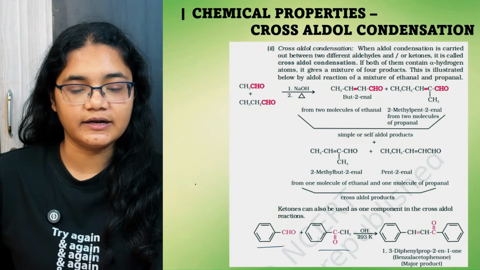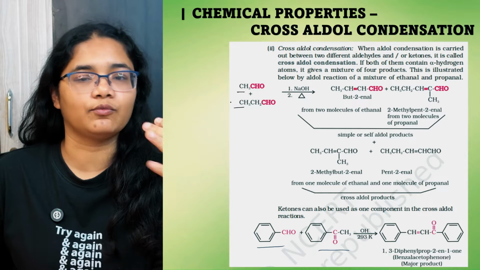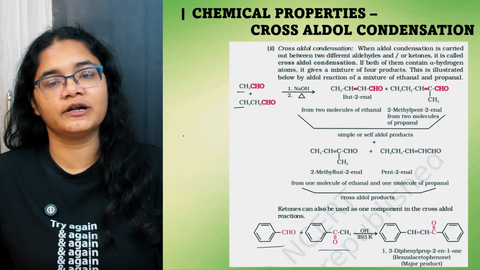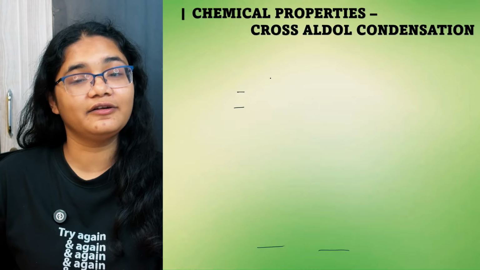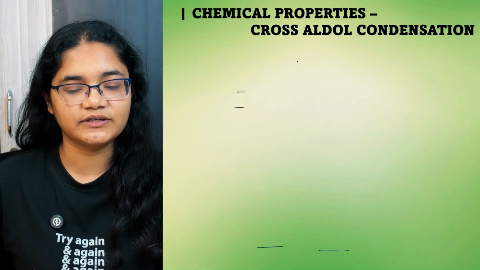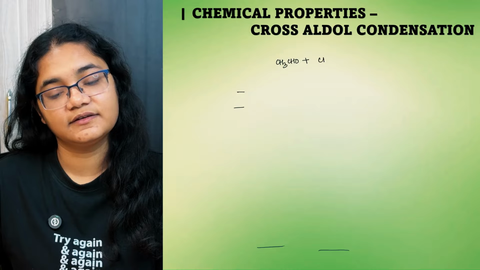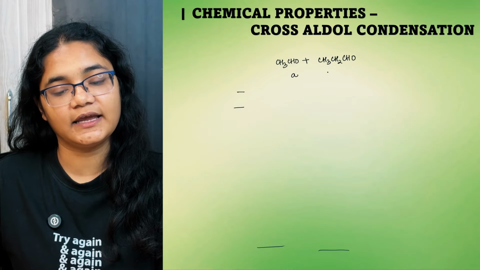Now cross aldol condensation is similar to aldol condensation, but when you have two different aldehydes, or one aldehyde and one ketone, or two different ketones, you get a mixture of products, and it is called cross aldol condensation. Now here I want to tell you a trick to find the product. Suppose I am reacting CH3CHO plus CH3CH2CHO. Suppose this is A and this is B.